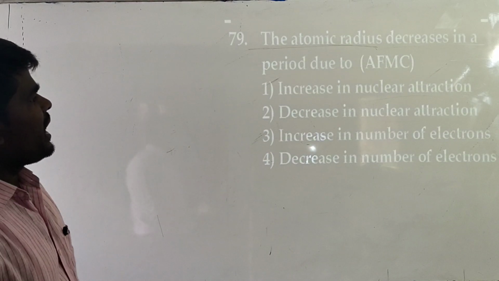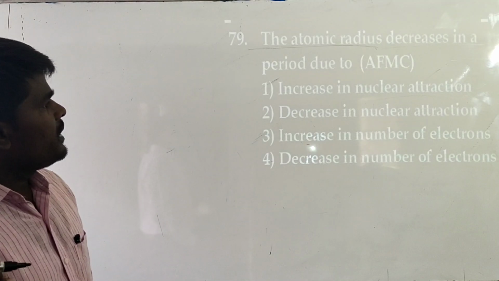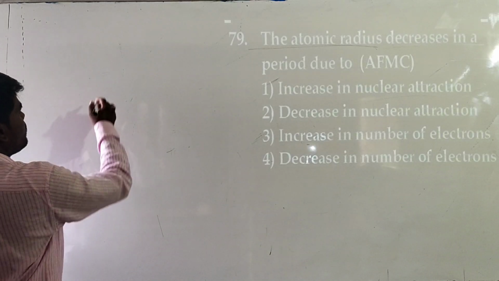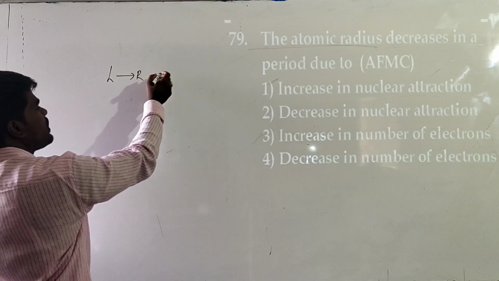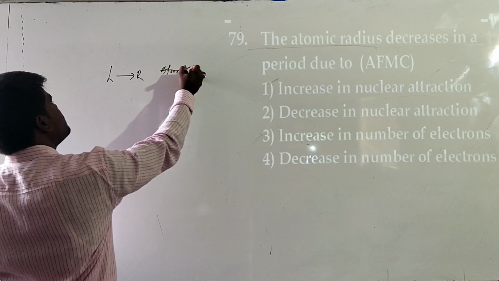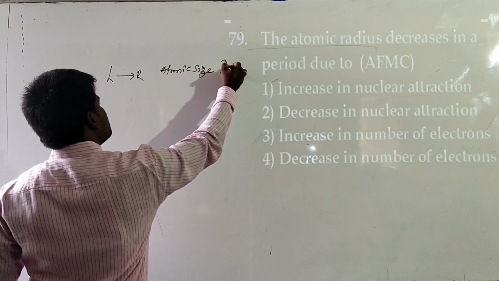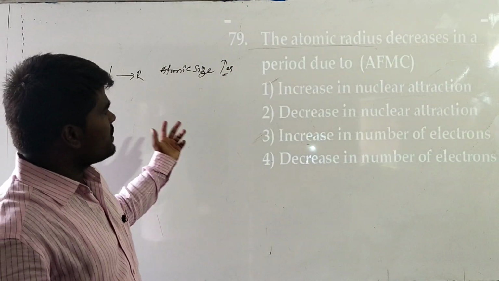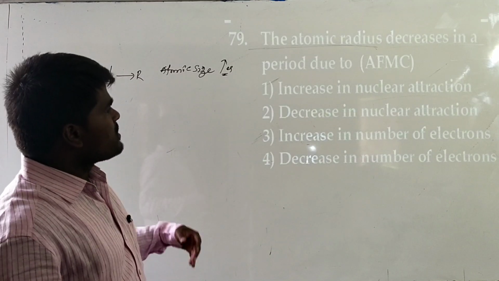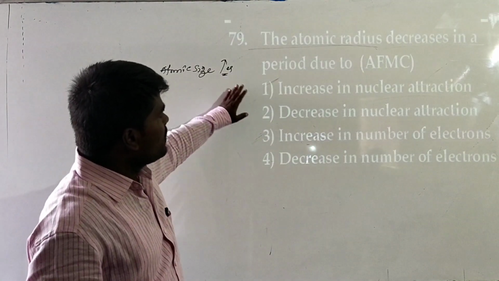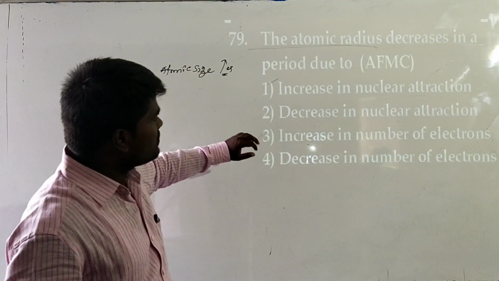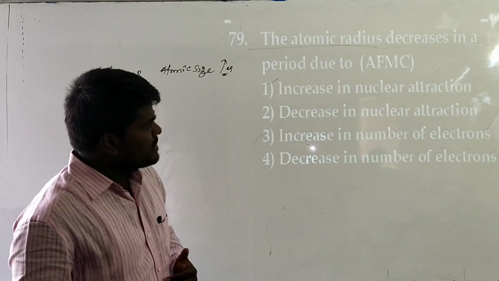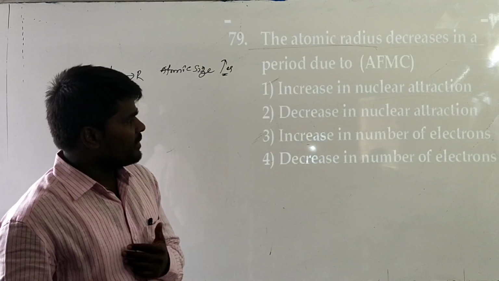Here comes our next question. The atomic radius decreases in a period due to, right? What is it saying? When you are moving left to right in a period, what happens? Atomic size decreases. This is what is being given in the question. Now let us see what is the reason for it. He is asking what is the exact reason for the decrease in the atomic size when you are moving from left to right in a period. Increase in the nuclear force of attraction, increase in nuclear attraction, decrease in nuclear attraction, increase in number of electrons, decrease in number of electrons.